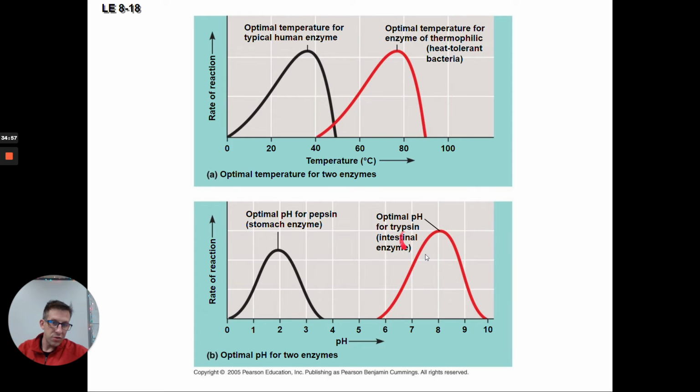Whereas this other one called trypsin is an intestinal enzyme, and it works best at a pH of 8, okay, a little bit higher than neutral. So there are different optimal ranges for these enzymes, in terms of which temperatures and pHs they actually work.